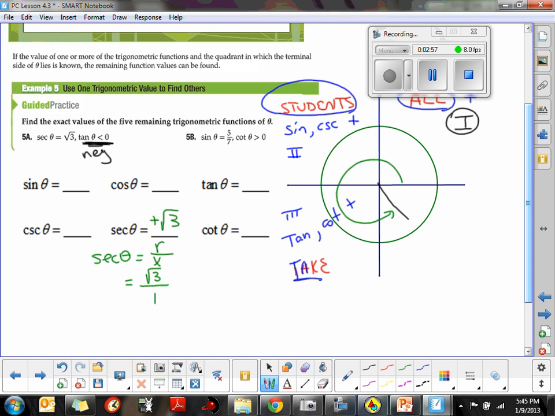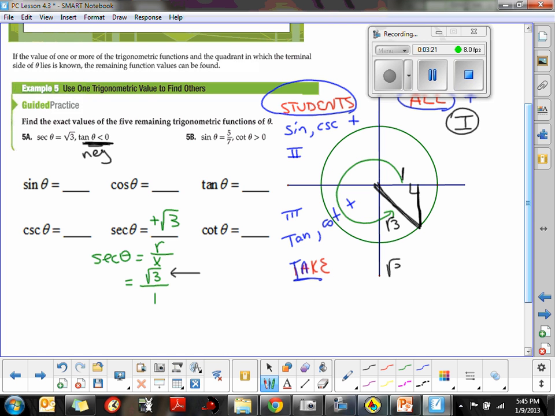So let's say that this is our reference triangle. There's our right angle. What we know right now is that the value of r is the square root of 3. That's our radius, square root of 3. The value of x, or our adjacent side, has to have a length of 1. So now we're going to have to use the Pythagorean theorem to help us figure out what this opposite side is, or the value of y.